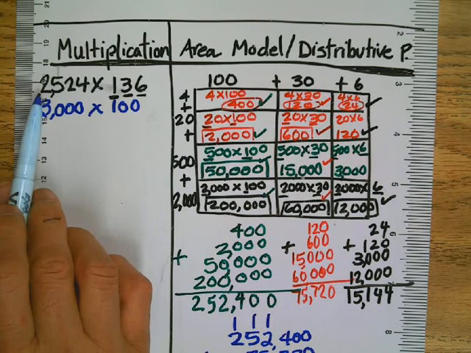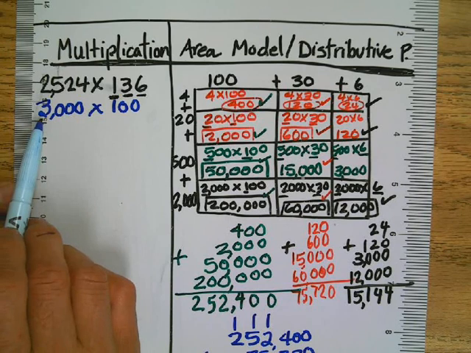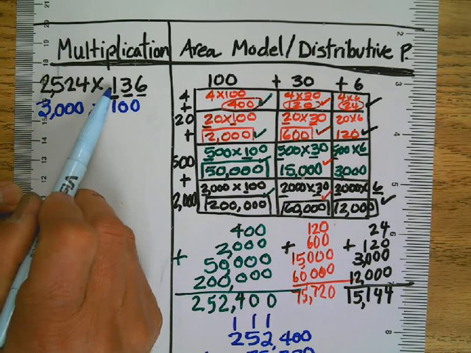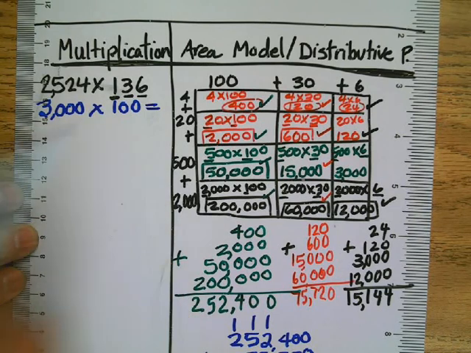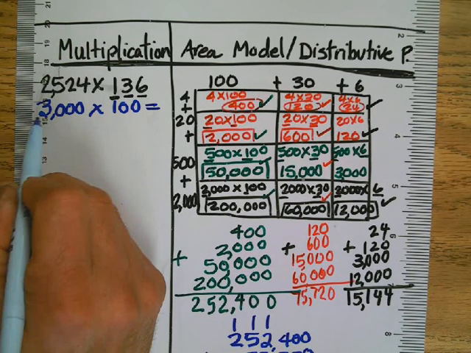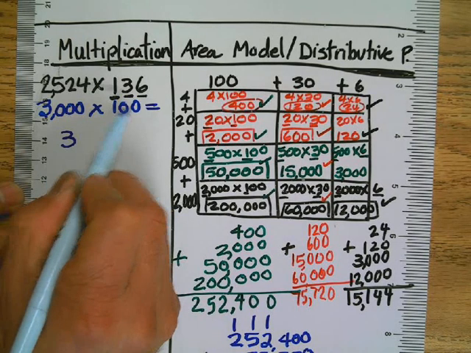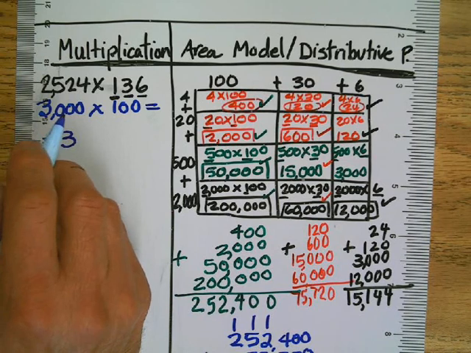So if we multiply 3 times 1 equals 3, and it has how many zeros? 1, 2, 3, 4, 5. So that was multiplied by 5 zeros. Let's write them down. 1, 2, 3, 4, 5 zeros. So the answer is 300,000. Let's see if our answer over here is close. Oh, look at this. It's really close, my friends. That means our answer is correct.